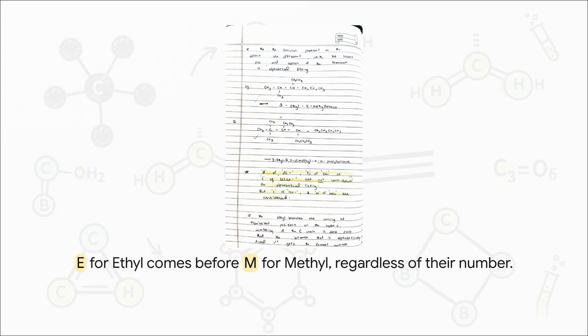Now here's the part that can trip people up. Even though 2 is a lower number than 3, that doesn't matter for the order. You always list them alphabetically. E for ethyl comes before M for methyl. So the correct full name is 3-ethyl-2-methylhexane.